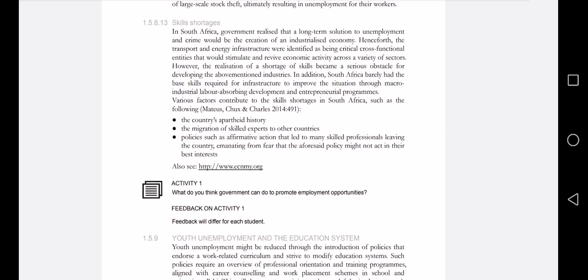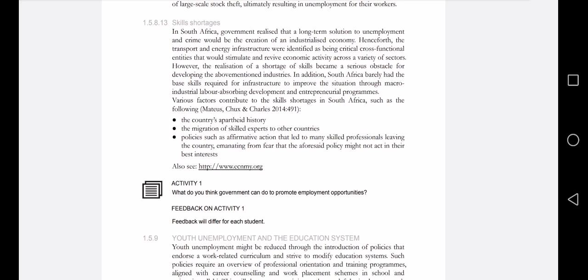Skills shortages. In South Africa, government realized that a long-term solution to unemployment and crime would be the creation of an industrialized economy. Hence, the transport and energy infrastructure were identified as being critical cross-functional entities that would stimulate and revive economic activity across a variety of sectors.